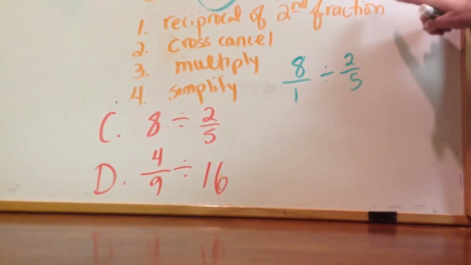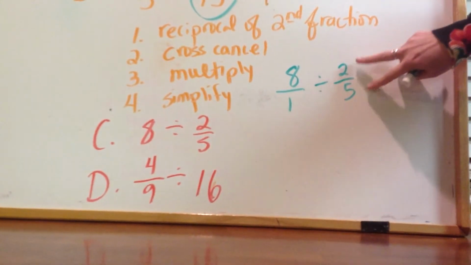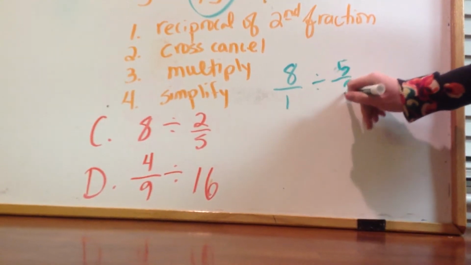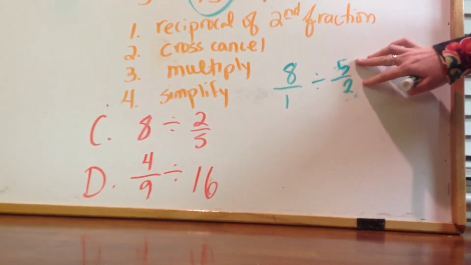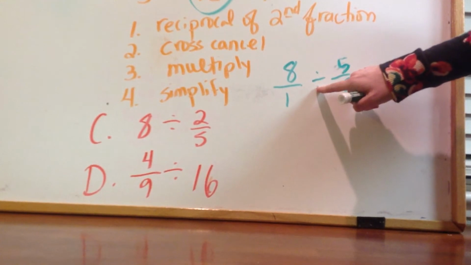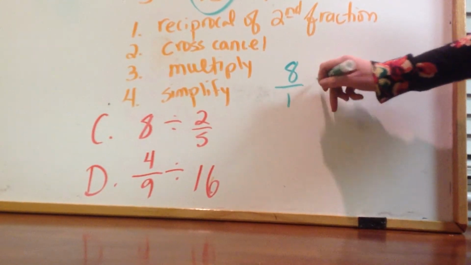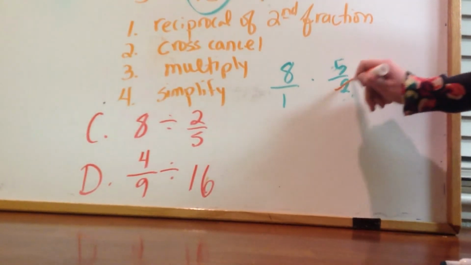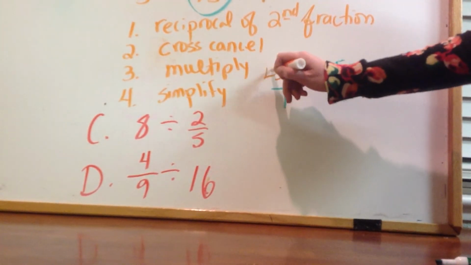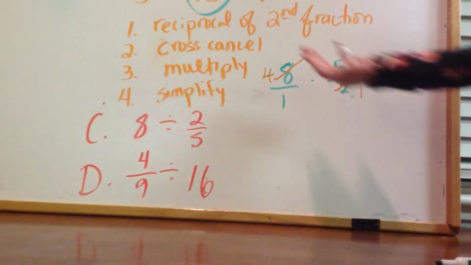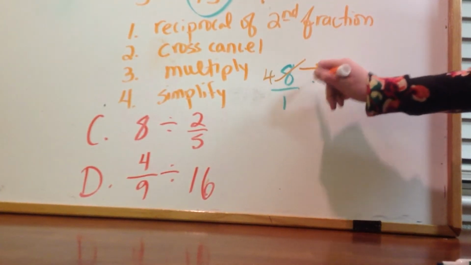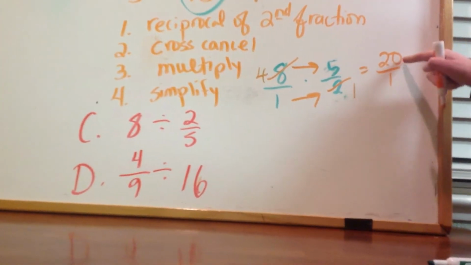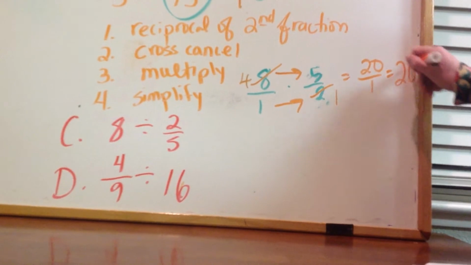Now we go back to our list. Reciprocal of the second fraction, that's this one. So I need to flip this one over. I get a 5 and a 2. Not only am I doing the reciprocal of the second fraction, but I'm also going to change this sign from a division to multiplication. It's its inverse. Step 2, cross cancel. So 2 goes here, and 4 goes here. The 5 and 1 don't do anything. We're going to multiply straight across. We get 20 over 1. And we're going to simplify. 20 divided by 1 is just a 20.